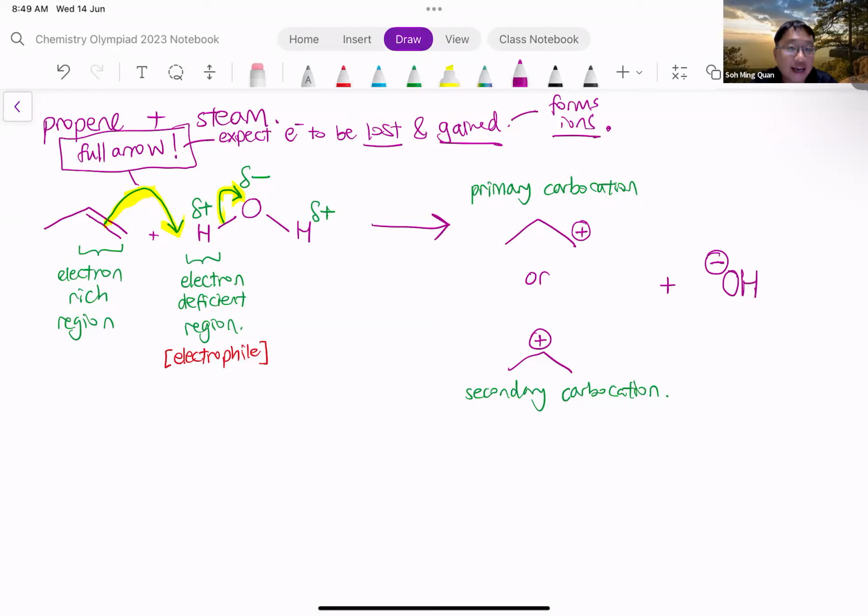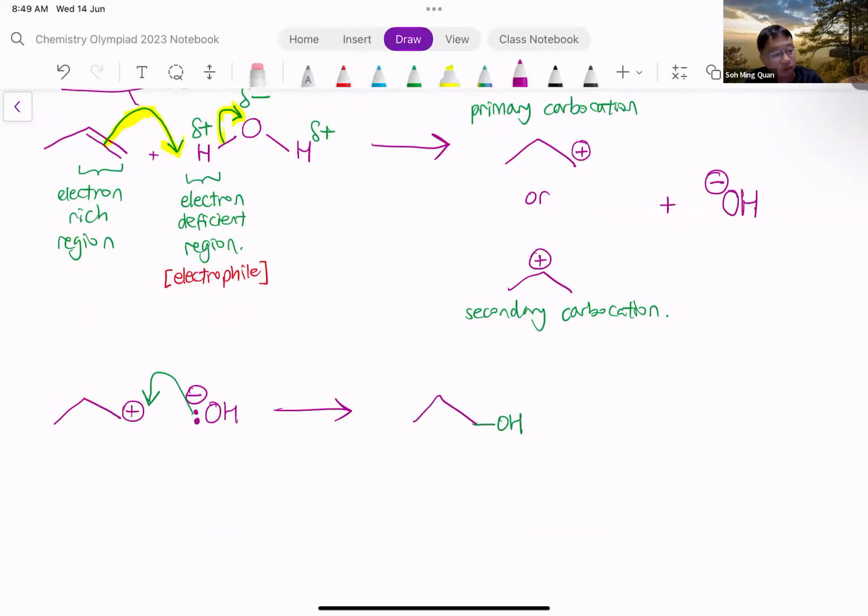Now, obviously, the second step you can imagine will involve the carbocation reacting with OH minus. Now, OH minus clearly is negatively charged, clearly is quite electron rich. So what happens is the electrons can form a bond with the carbocation's carbon, and this is what you form. Obviously you have two carbocations, so there's two possibilities here.